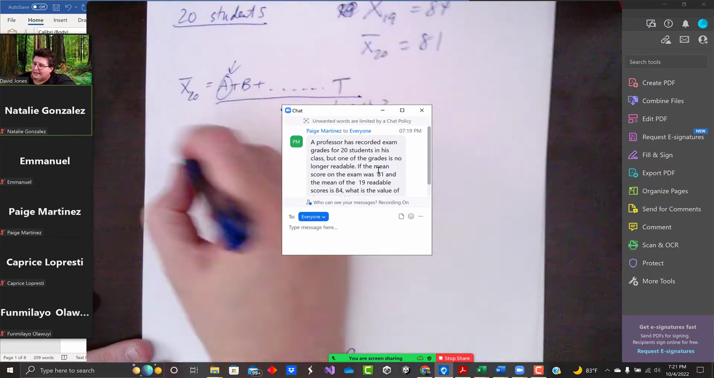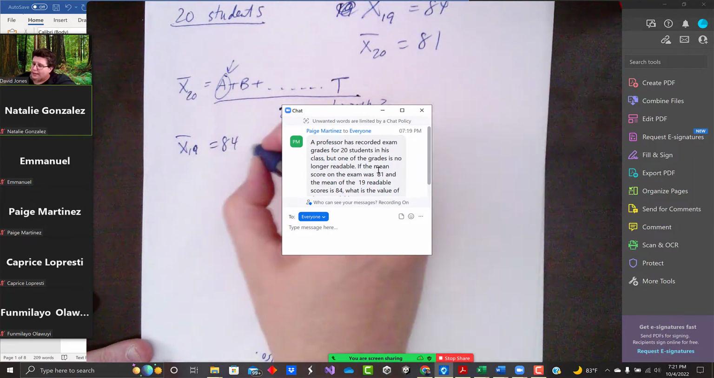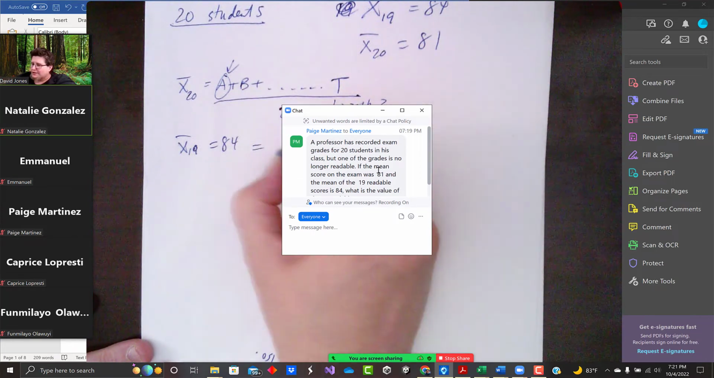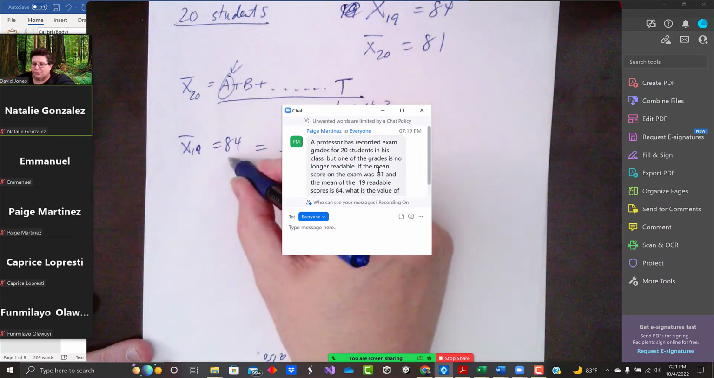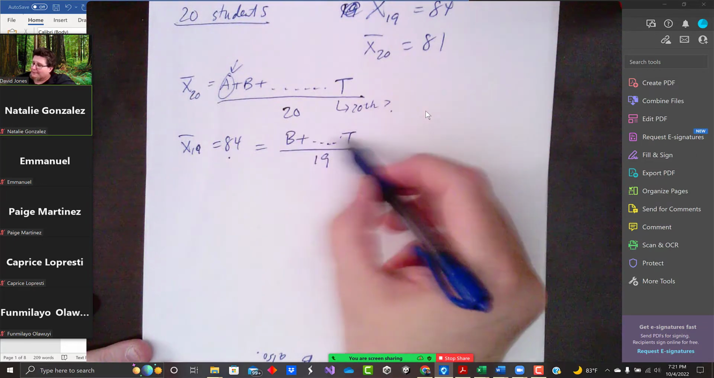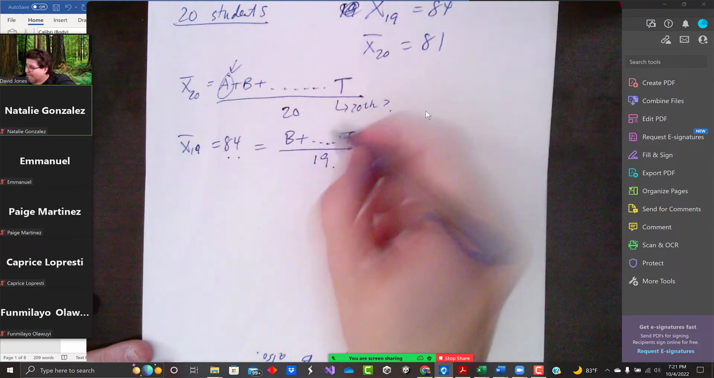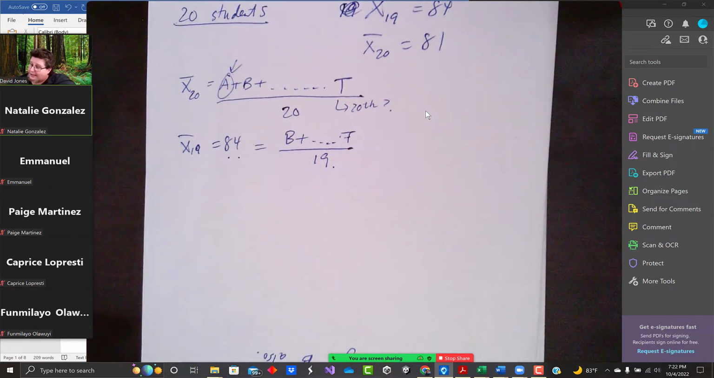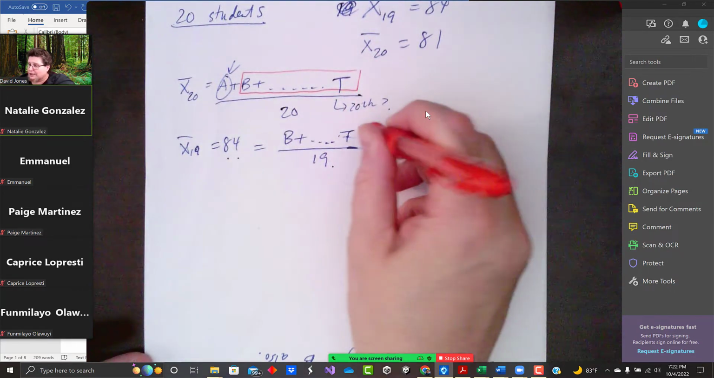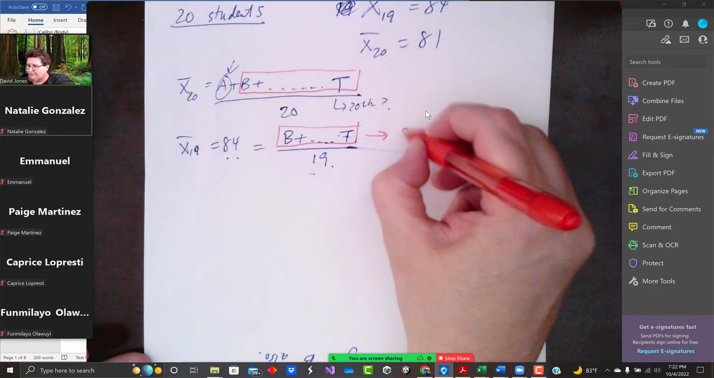When they give us the X bar for the 19 is 84, we know that B plus through T students over 19 has to equal 84. That's what the mean formula says. Adding up the other 19 students, dividing by 19, I get 84. Even though I don't know what they are individually, I can figure out this value by multiplying 19 over. So that equals 84 times 19.